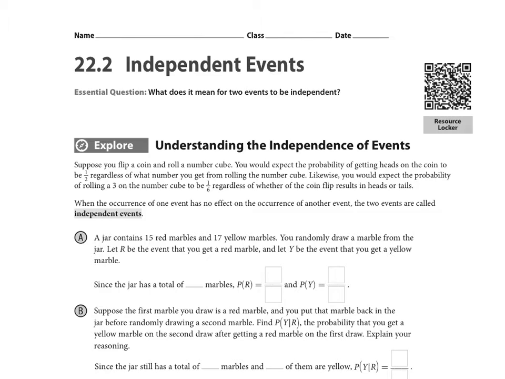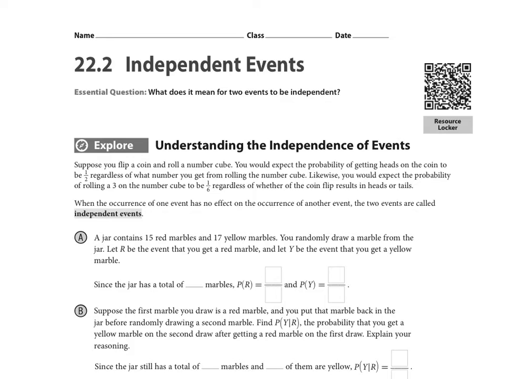We're going to be talking about independent events, and specifically what does it mean, how is it that we're able to determine whether two events in our probability calculations are independent or not. So I'm here on page 1149 in our Explore, and we're looking at our definition of independent events highlighted at the top of the page.